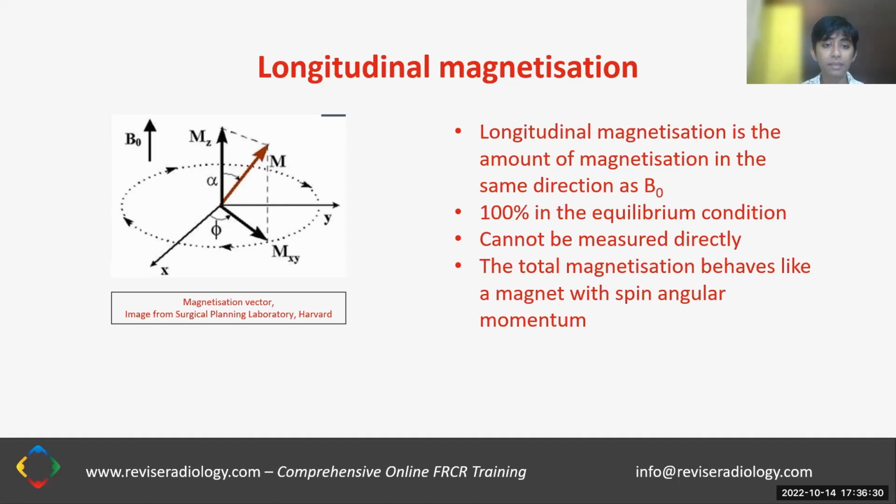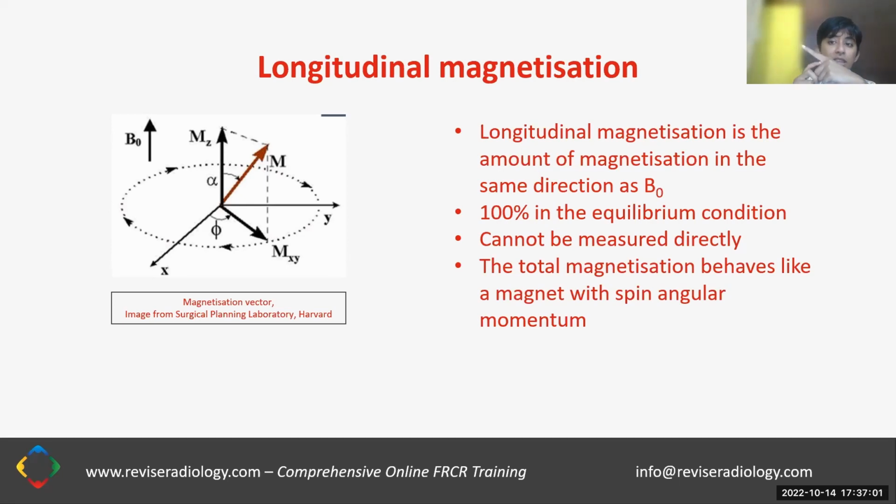So similarly, the total magnetization, that is, we're discussing all the protons together at this point, has a direction, and the longitudinal magnetization is the amount of magnetization in the same direction as B naught. So what's happening here? You've got protons with spins like this, you've got protons with spins like this, you've got a lot of different protons like that. You add all of those spins together. That gives you the total magnetization.